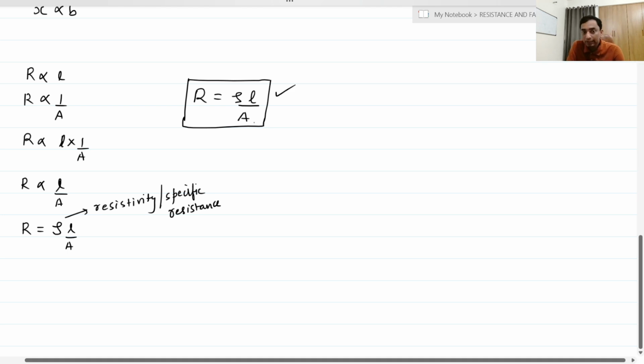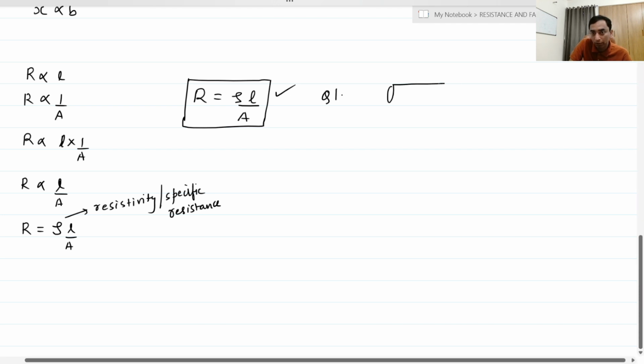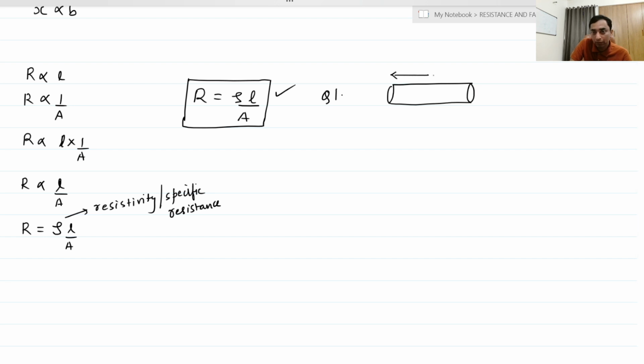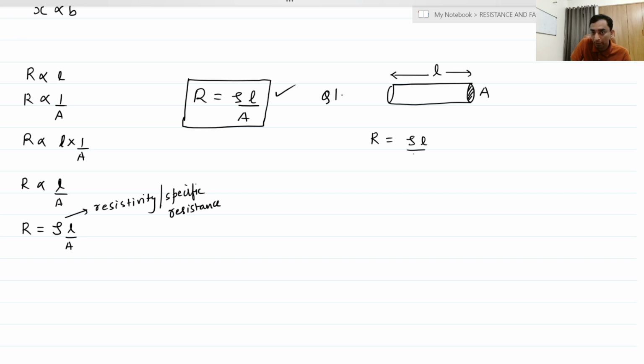And now let's discuss a few of the problems related to the resistance. Okay. So suppose this is the first question: the length of the rod, suppose this is the rod and it has length L and the cross-sectional area is A. And by the way, this is a metal rod, right? So what is its resistance? So we should say that R is equal to rho L upon A, correct?